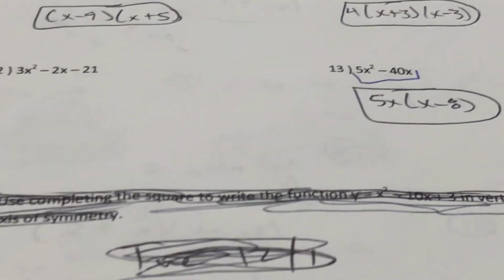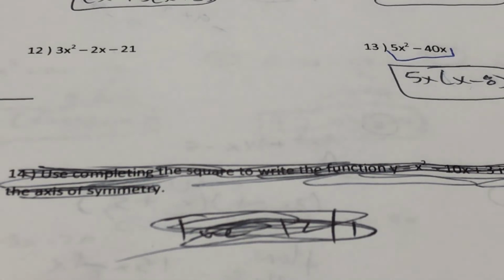Everybody can get rid of 14 here. That's in the next game plan. We'll do a lot of completing the square.